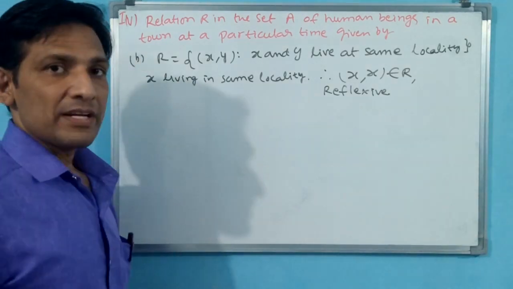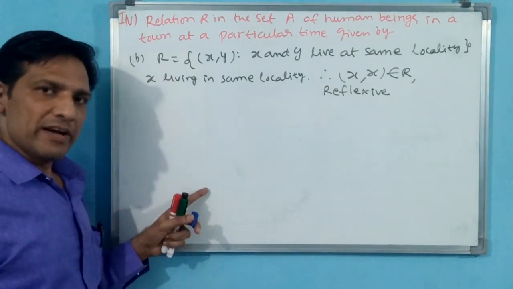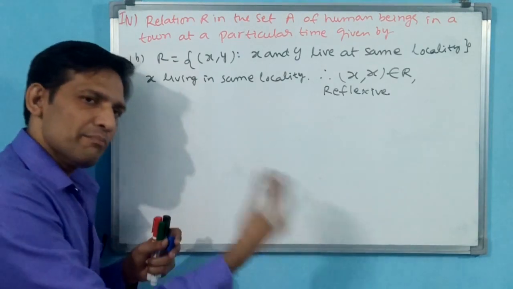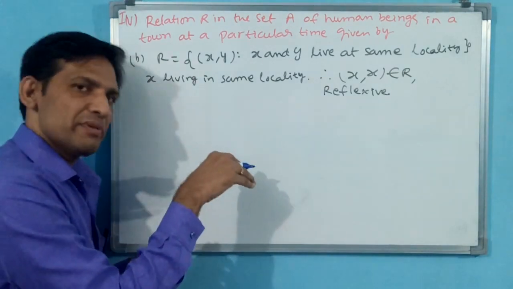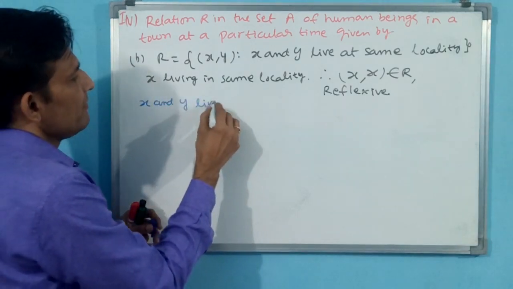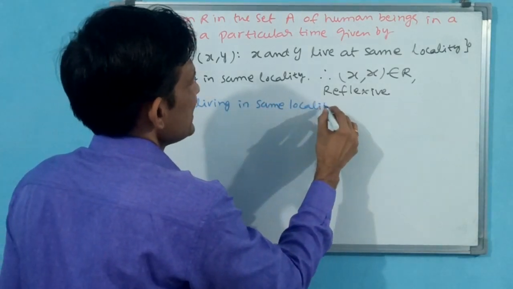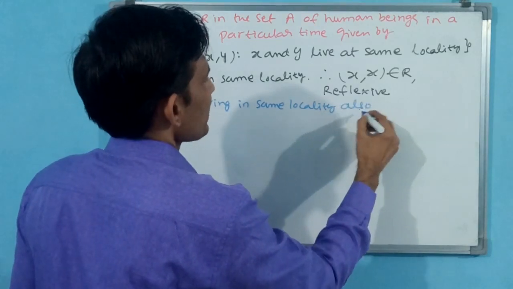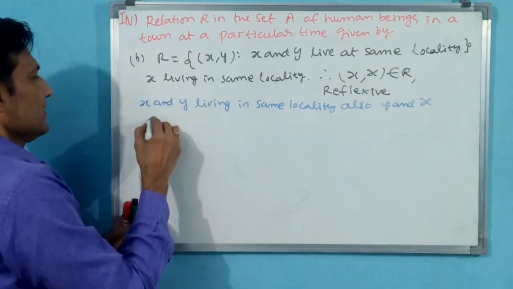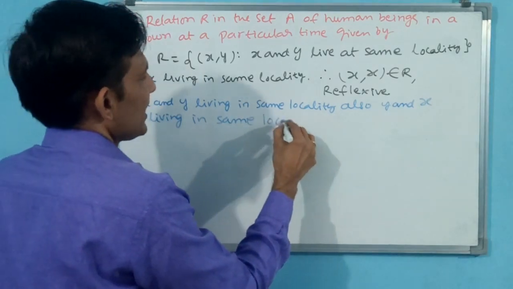Now we write for symmetric also. For symmetric what do we have to write? X and Y living in the same locality, Y and X also living in the same locality, AB, BA. That means this is symmetric also. Now you write X and Y living in the same locality, also Y and X living in the same locality.